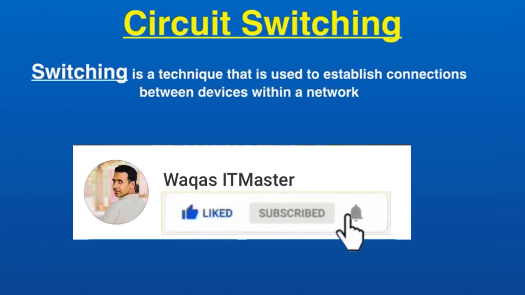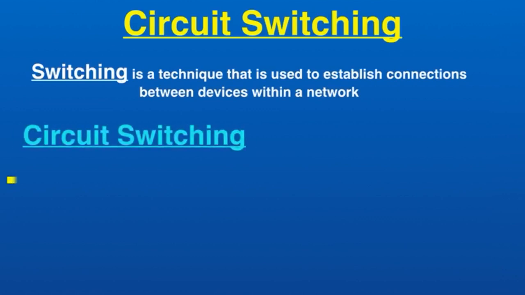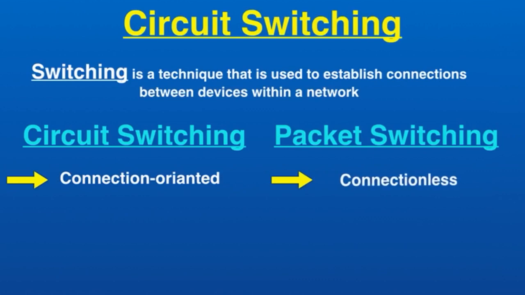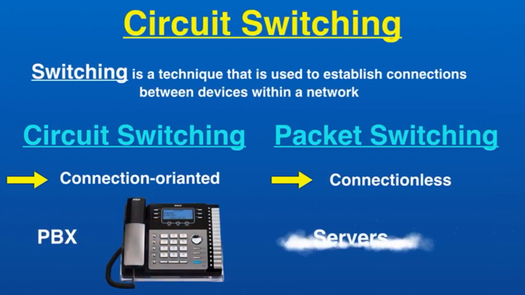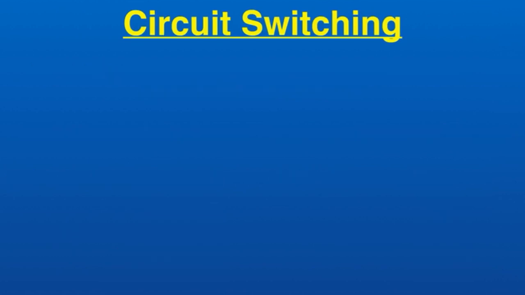The basic difference between circuit switching and packet switching is that circuit switching is connection oriented, whereas packet switching is connectionless. Primary hardware for a circuit switched network is private branch exchange system, and for a packet switched network, computer servers are the major hardware. Let me explain circuit switching first.